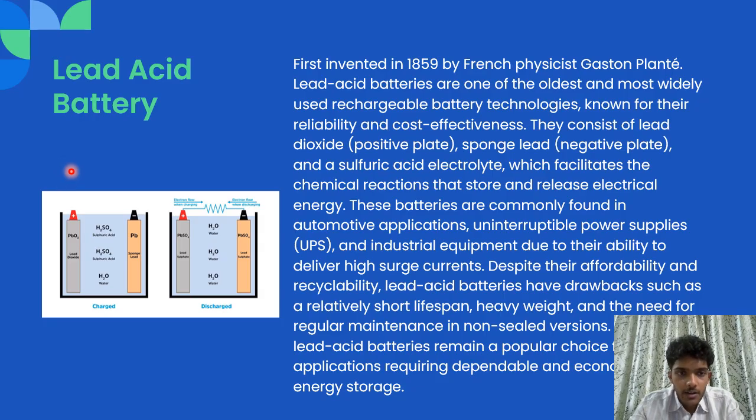They consist of lead dioxide, the positive plate, and sponge lead, the negative plate. The electrolyte in the middle is sulfuric acid, which facilitates chemical reactions to store and release electrical energy. These batteries are commonly found in automotive applications as well as UPS and industrial equipment due to their ability to deliver high surge currents.